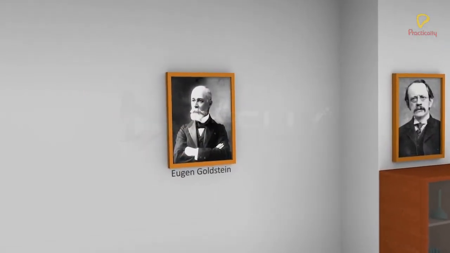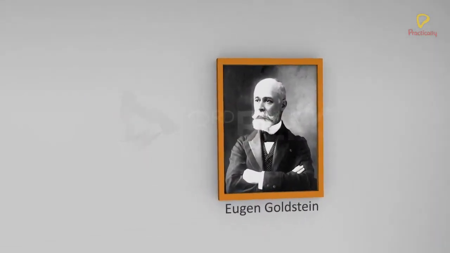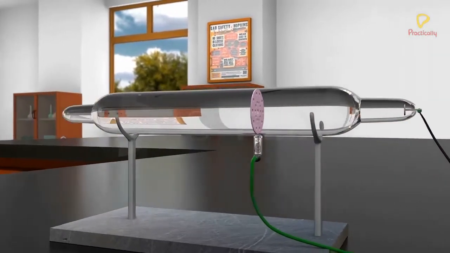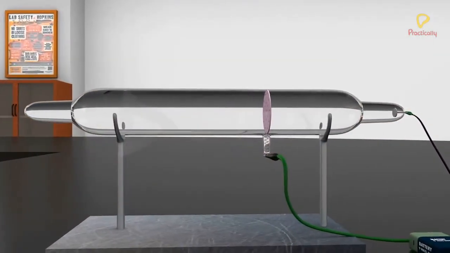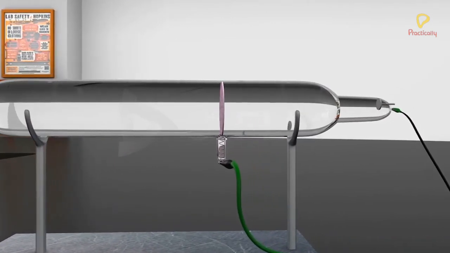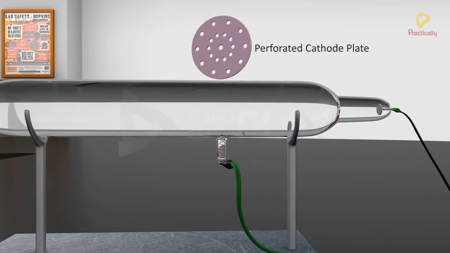Anode rays were discovered by German scientist Eugen Goldstein in 1886. Let's understand the experimental setup of Goldstein. Goldstein used a gas discharge tube which had an anode and a perforated cathode.